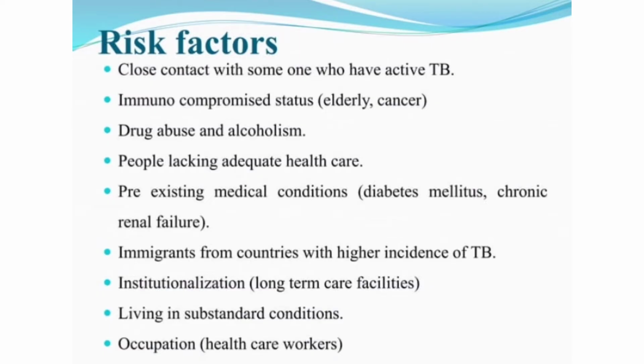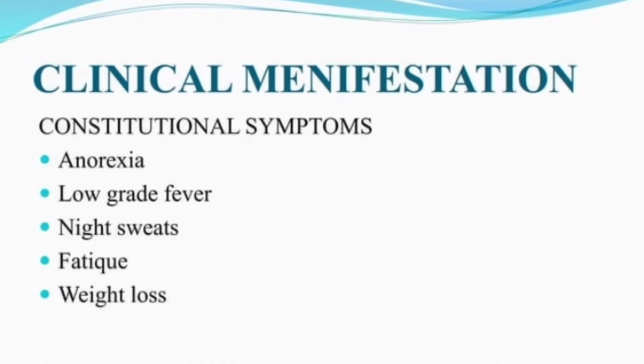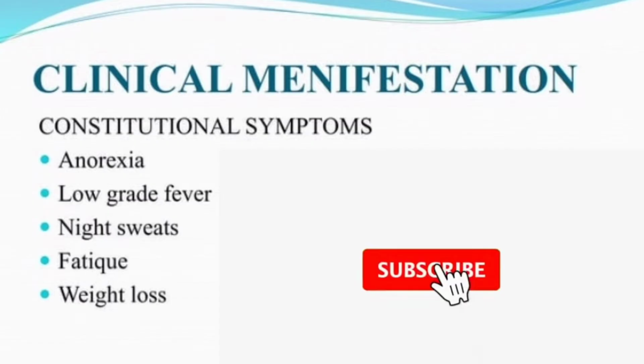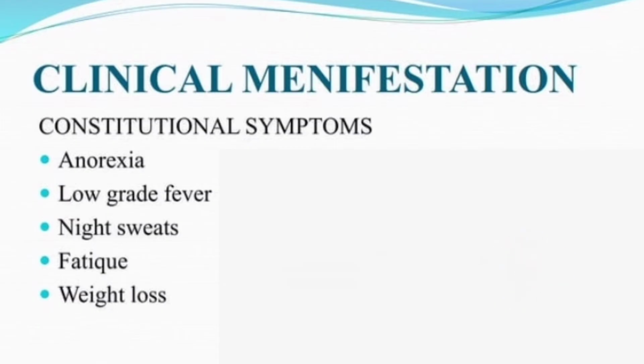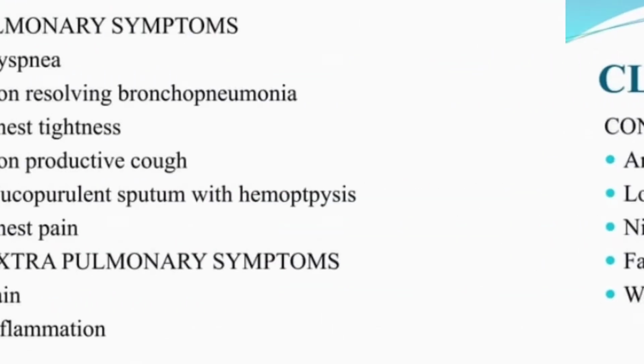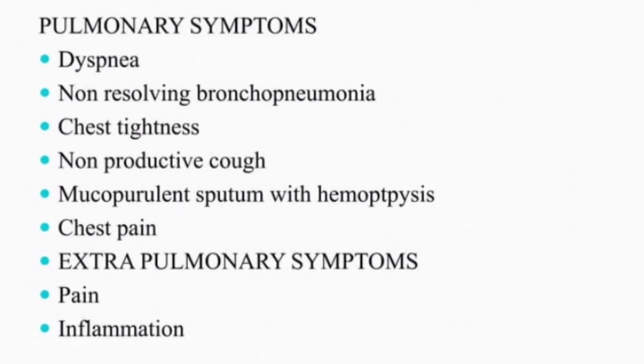Next comes the clinical manifestations, meaning signs and symptoms of TB. Constitutional symptoms: anorexia. Anorexia means lack or loss of appetite. Second is low grade fever, night sweats, fatigue meaning weakness, weight loss. Next, pulmonary symptoms. Pulmonary symptoms include dyspnea. Dyspnea means difficulty in breathing.